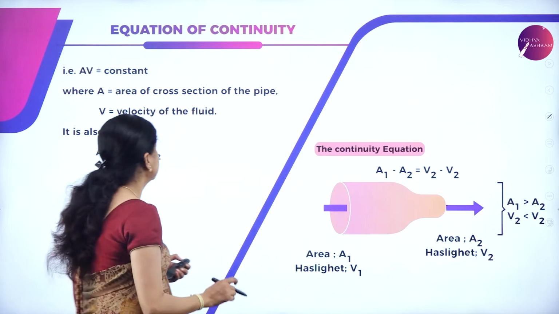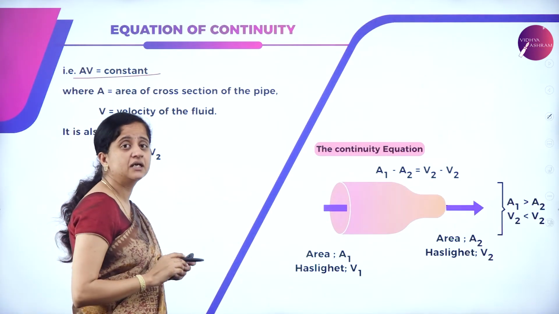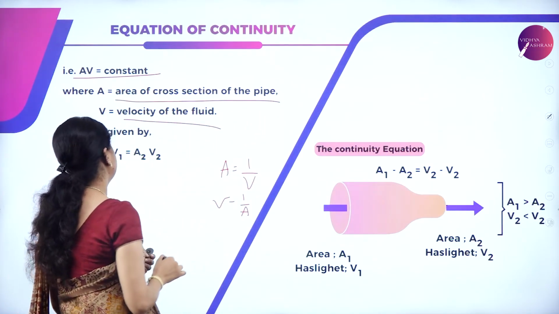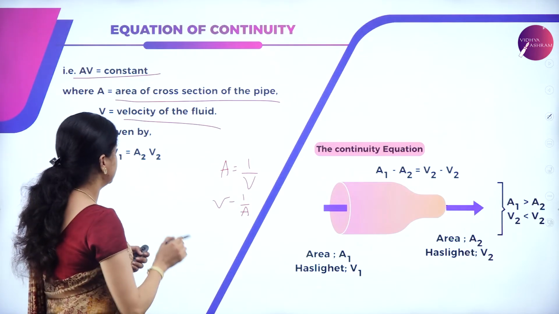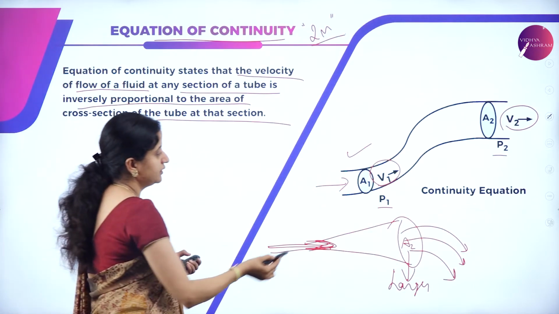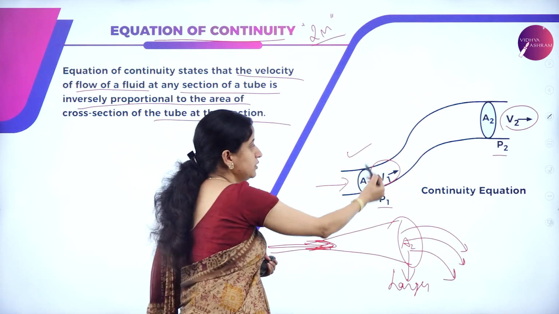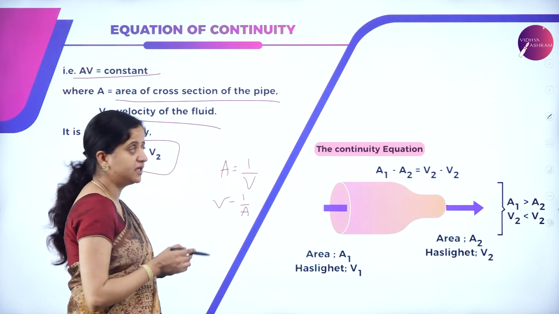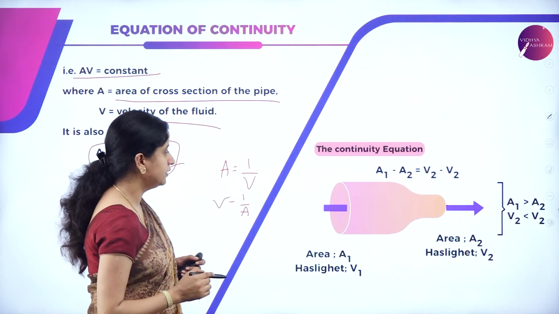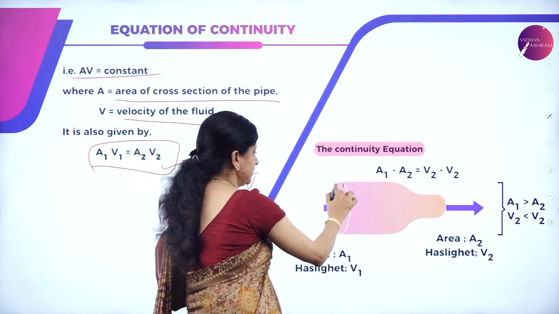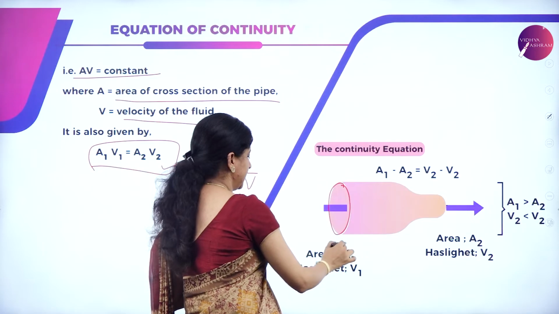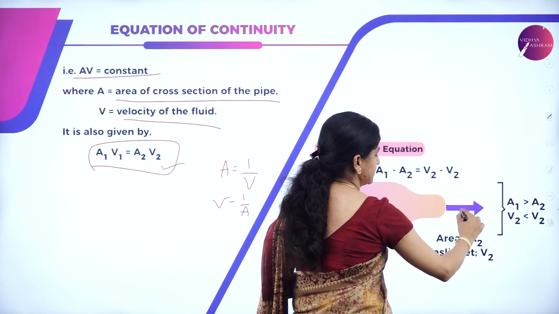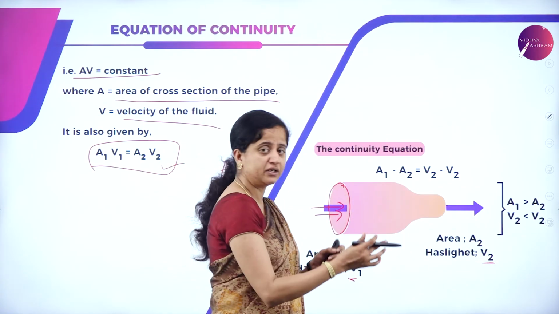So the expression for this can be written as A into V is equal to constant, where A is the area of cross section of the pipe and V is the velocity of the fluid inside. It can also be written as A1 V1 is equal to A2 V2 for the previous example. Since we have 2 different cross sectional areas and 2 different velocities with which the fluid is flowing, we can write A1 V1 is equal to A2 V2. Here the area we consider is A1, and the fluid is passing with the velocity V1, and this is A2, which is having the velocity of flow of liquid V2.